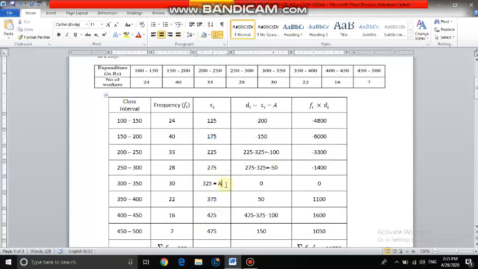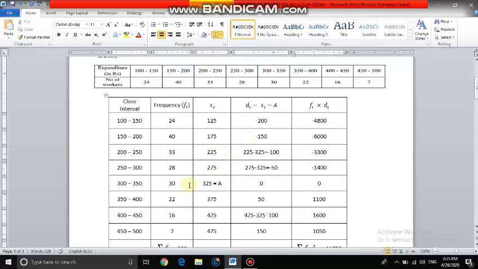the A value. And be careful, you cannot subtract 325 minus 125. It has to be 125 minus 325. That will give me minus 200. So remember this formula: Xi minus A. So when I reach this particular case, here my Xi value and A value are both the same. Xi is also 325, A is also 325. So 325 minus 325 is 0. So wherever you take the value of A, the corresponding D value will always be 0, and the corresponding Fi Di value is also 0.